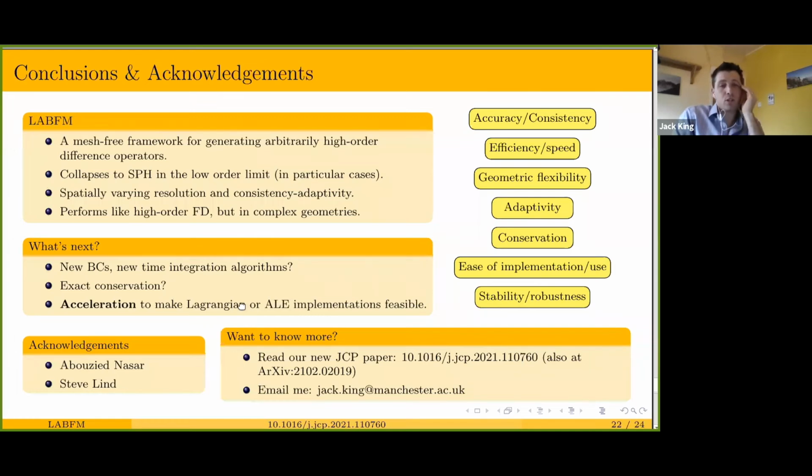Finally, I'd like to acknowledge my colleagues in the Manchester SPH group, in particular Abizaid and Steve, because this work really arose through a lot of discussions where we were sharing our mutual frustration at the discretization error and the accuracy of SPH. And without these discussions, particularly with Abizaid, I don't think this work would have happened.